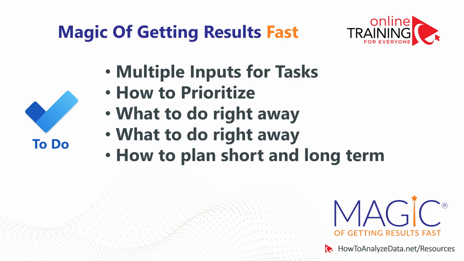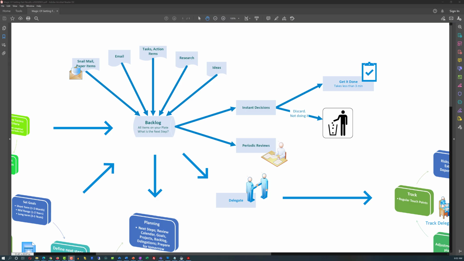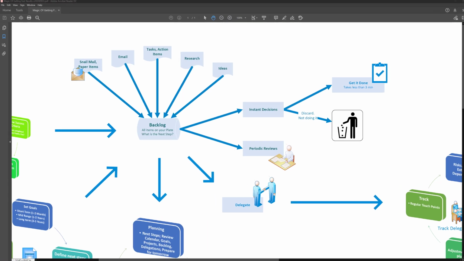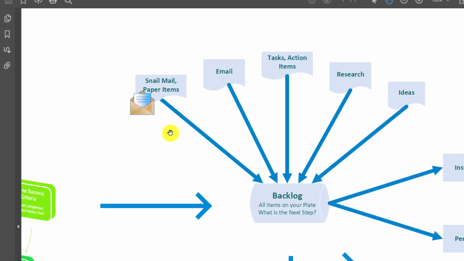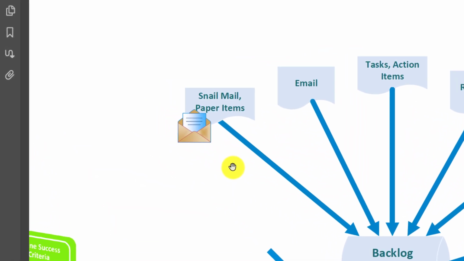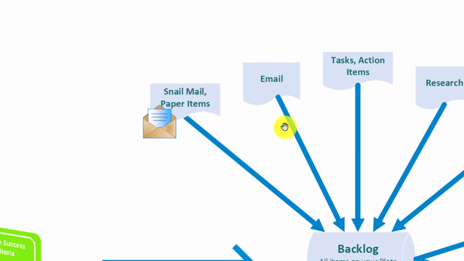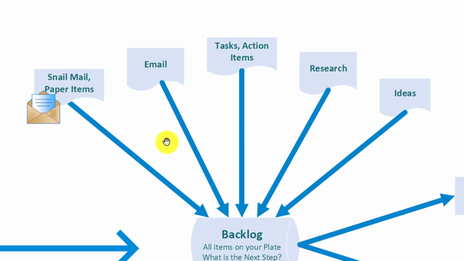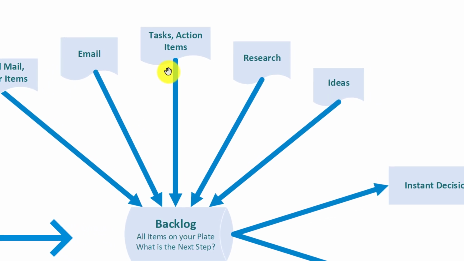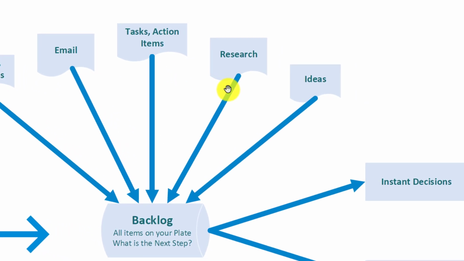But companies typically have much bigger problems to solve. Typically, you have multiple sources of inputs for your tasks. You get some information using the regular mail, which you need to take into account. You receive some requests via email. You get some tasks and action items based on your own planning. You do some research that requires some work. And you have some ideas of what you would like to execute in the future.